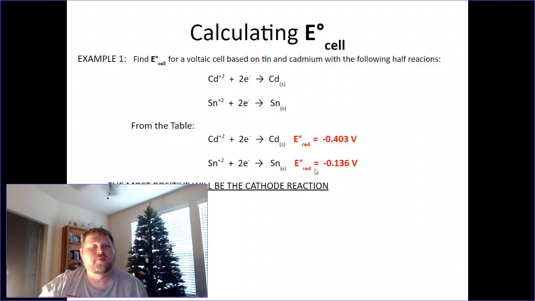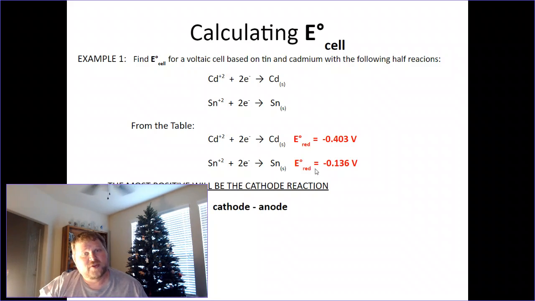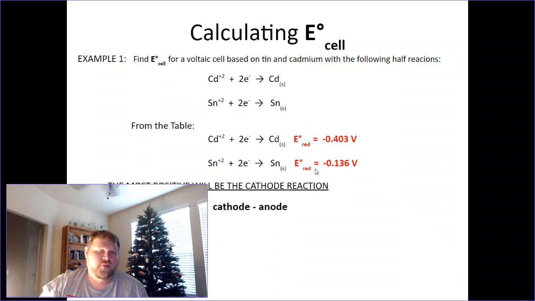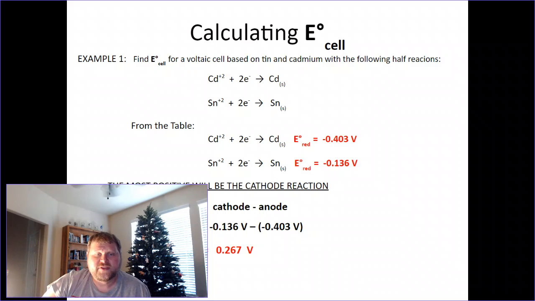So for this example, it will be the tin 2 reduction. That's going to be your cathode. Once you get that, we're just going to take cathode minus anode. We're not going to swap signs, and we're not going to swap reactions. I'm simply going to take the two numbers in red and subtract cathode minus the anode. The math ends up being pretty simple, and we calculate a standard cell potential of 0.267 volts. That means this is a spontaneous cell, since we have a positive voltage.